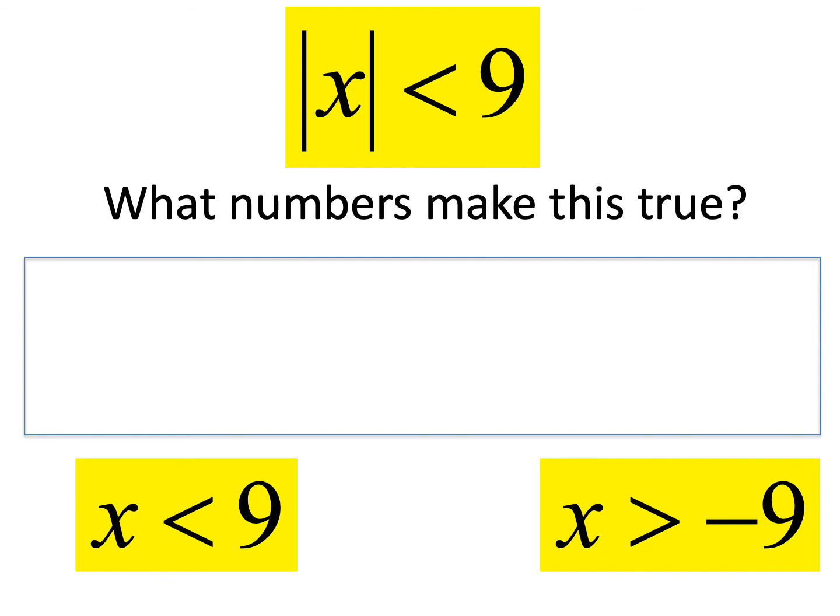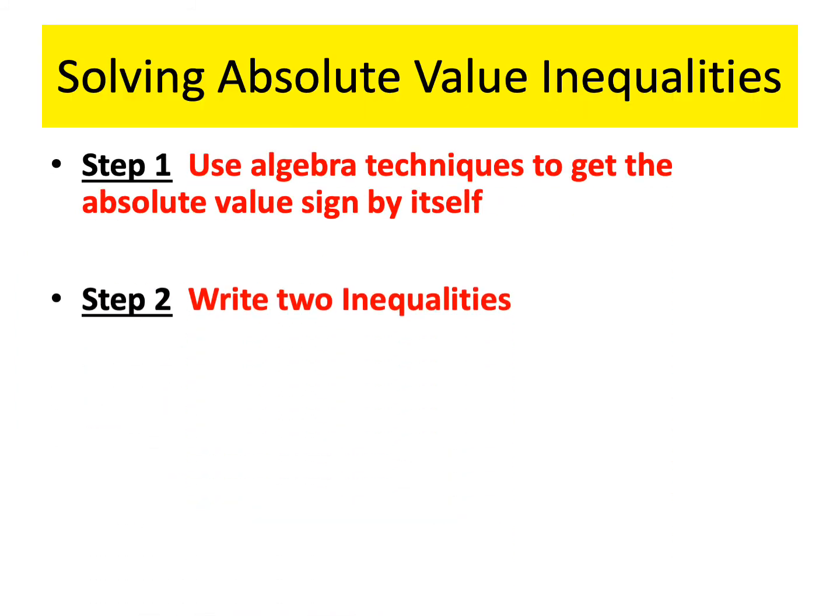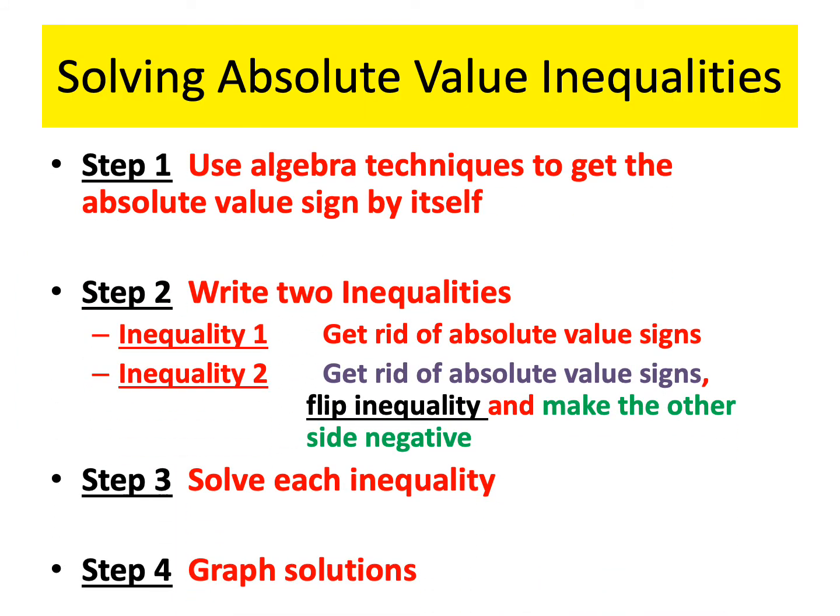For instance, 8 is smaller than 9. The absolute value of 8 is 8, and 8 is less than 9. Negative 8 is also smaller than 9 and bigger than negative 9. The absolute value of negative 8 is 8, and 8 is smaller than 9. Okay, so there are techniques. Once again, take out your notes or whatever. I want you to write the steps. There's a bunch more of them, and it's a bit more complicated for inequalities.